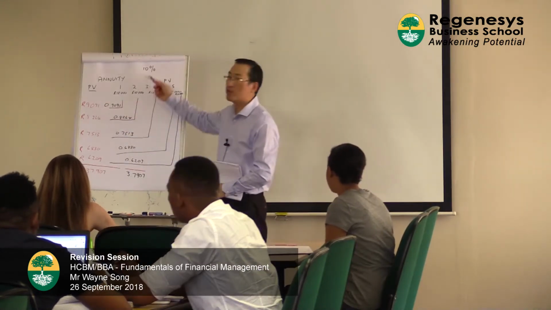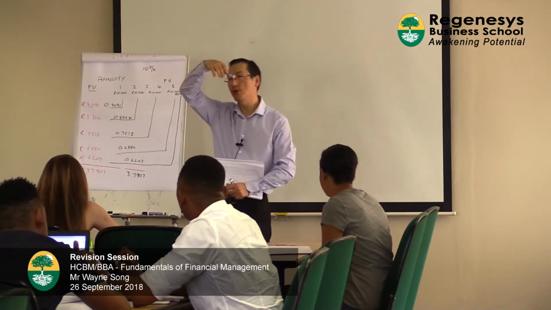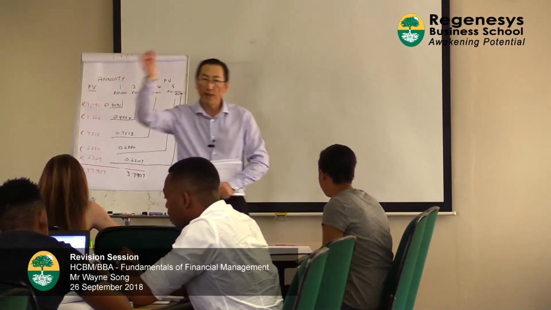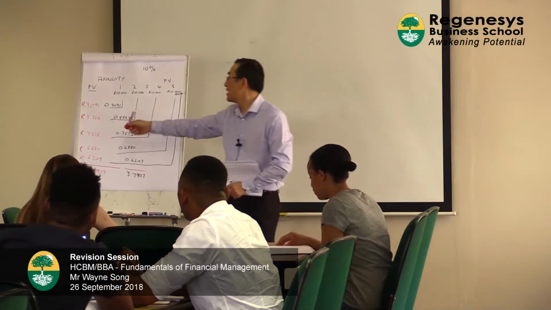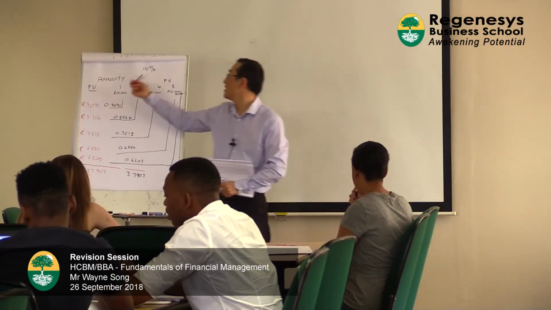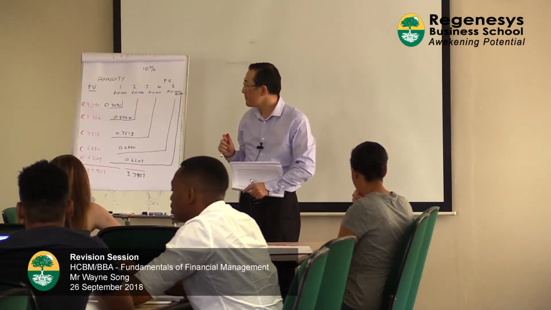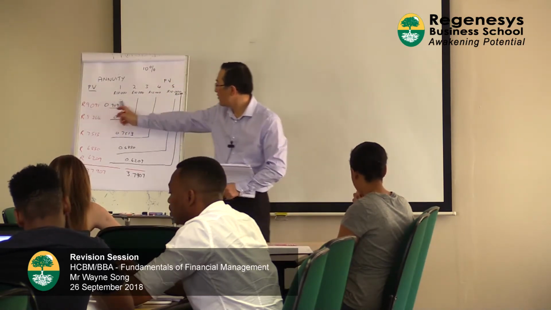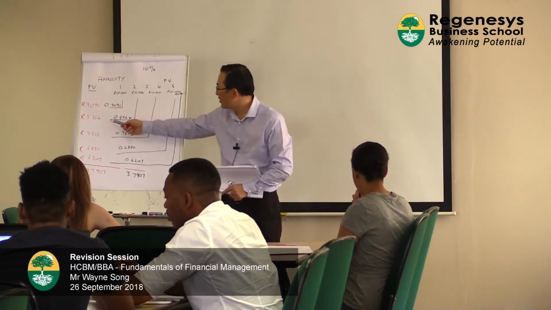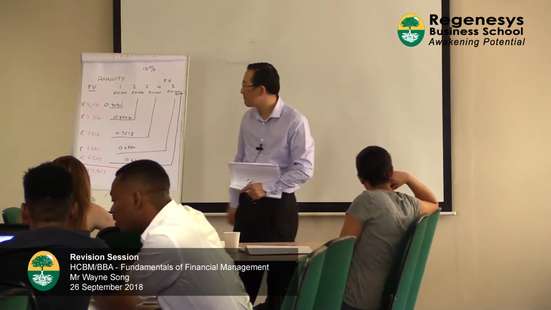So if the return is 10%, what we are saying is that the 10,000 that I give you next year, the value of that 10,000 today is only 9,091 Rand, if you can achieve a 10% return. Okay. Right, and then for the next 4 years, you just multiply the 10,000 by the factor.